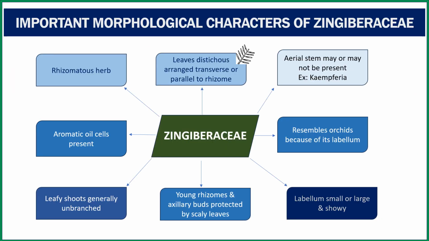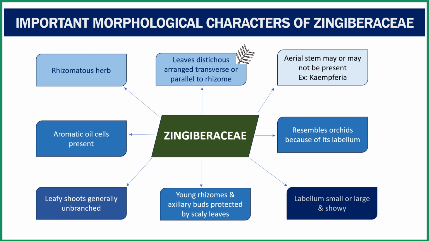So let's talk about some of the important morphological characters of the family Zingiberaceae. First of all, they are rhizomatous herbs, and the leaves are distichously arranged and transverse, parallel to the rhizome. They can have a true stem, or they may not have a true stem. For example, in the genus Kaempferia, you will not see a true stem.